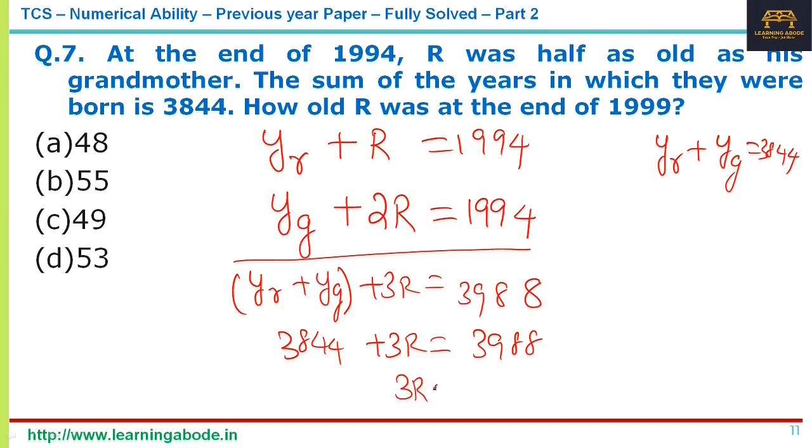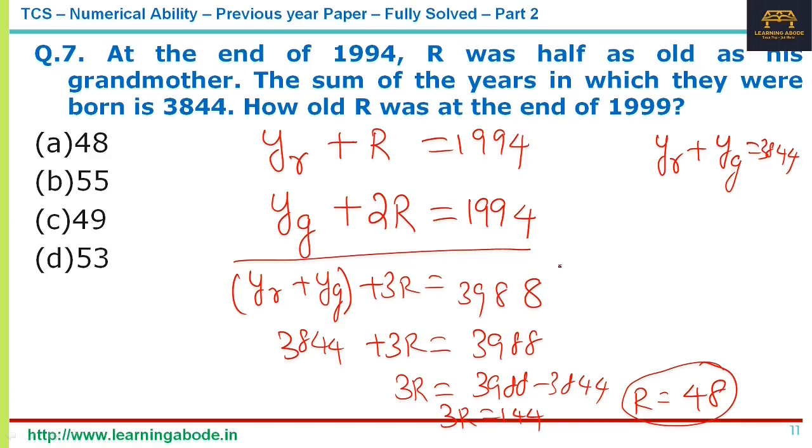So we get 3R is equal to 3988 minus 3844. I guess the calculation is simple. We get 3R is equal to 144, which means R is equal to 48. So his age is 48 and grandmother's age is 96.